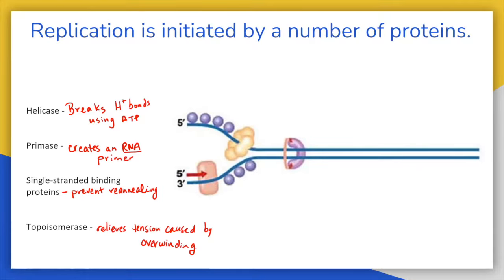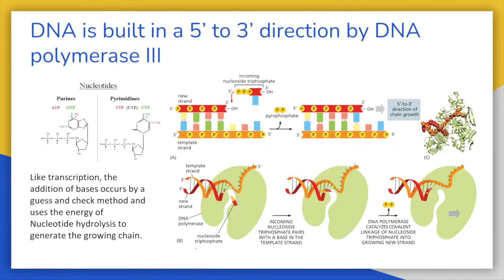DNA polymerase is the enzyme that will actually do the replicating. DNA is built in a 5' to 3' direction by a protein called DNA polymerase 3. This is your main DNA polymerase. And you see in the bottom that it has kind of a crab claw shape like RNA polymerase, such that DNA comes in, unwound, nucleotides enter. There's a guess and check mechanism. If the nucleotide that entered can create hydrogen bonds with the parent strand that's already there, there will be a condensation reaction and that new nucleotide will be added to the chain.